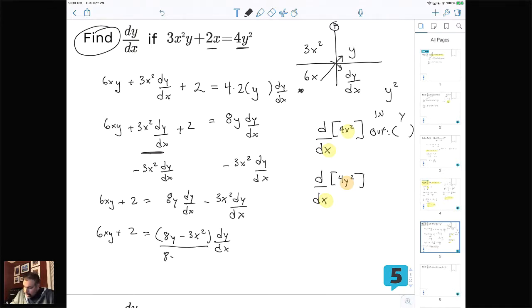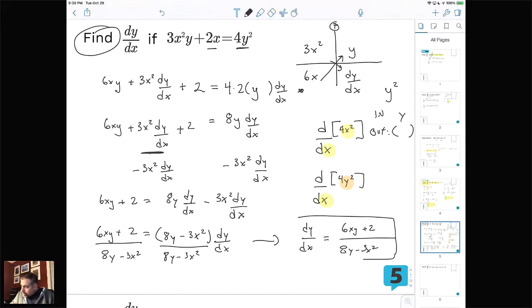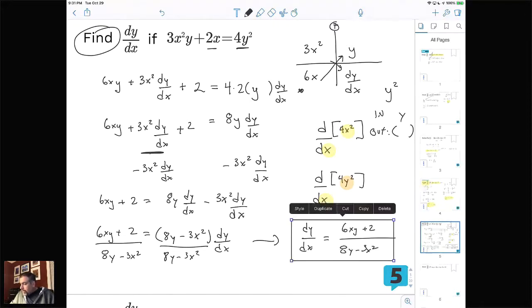So when we do that, I'll just write it over here, dy over dx is going to be equal to 6xy plus 2 in the top and 8y minus 3x squared on the bottom. This would be the final answer for this example. That would be it, okay? So that is the answer we are looking for.